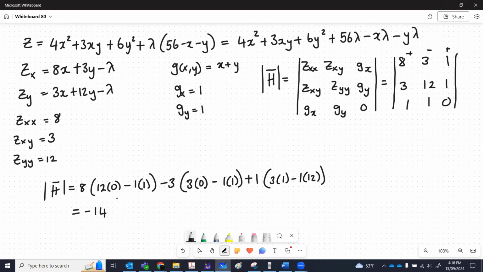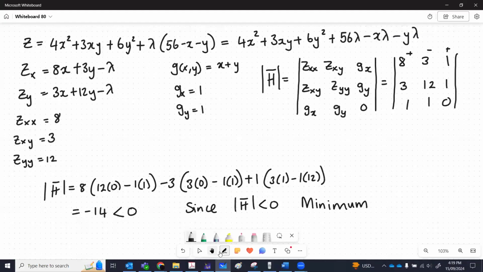14. So here we just need to classify it based on our answer. Negative 14 is less than 0. Then we can say that since our bordered determinant is less than 0, this means we have a minimum. It means we have a minimum, or z is at a minimum.